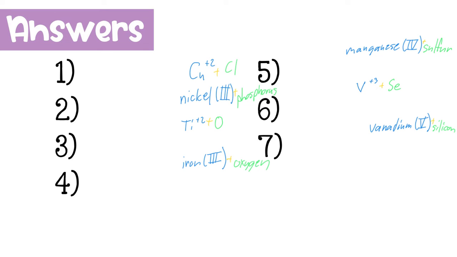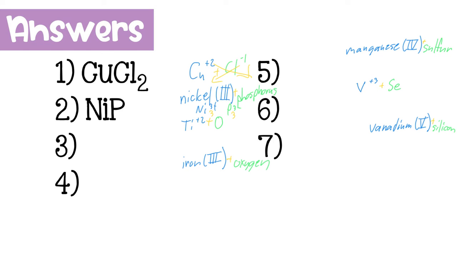Now let's crisscross our charges to bond the transition metals together. First, we have Cu plus 2 and Cl. Since Cl has a -1 charge, we crisscross and get CuCl2. Now, let's look at nickel plus 3 and phosphorus -3, and when we crisscross, we get Ni3P3, which can then be reduced to NiP. Third is Ti plus 2 and O, so titanium and oxygen. Since we know oxygen has a -2 charge, we get Ti2O2, which simplifies to TiO.